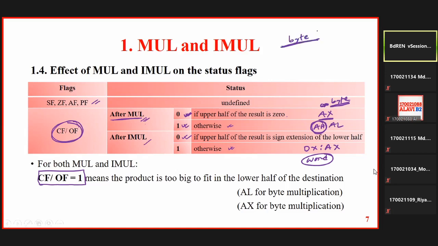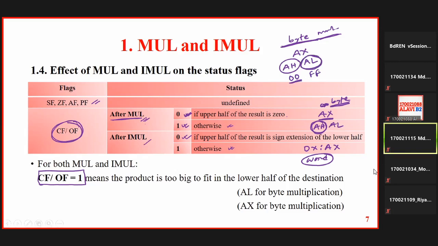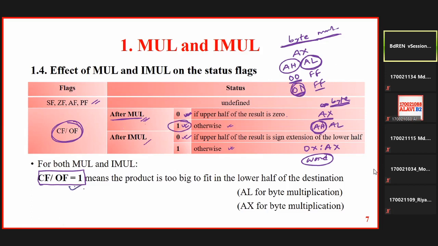In case of byte multiplication, where will the result be saved? In AX. So AX is composed of AH and AL, the upper half and the lower half. It is saying that if the upper half is 0, let us say 00FF, then the lower half is sufficient to hold the result, isn't it? Yes, sir. That means if we have any other value, let us say 01FF, which is other than 0, then your lower half AL is not sufficient to hold the result. That means it is too big to fit in the lower half of the destination. So whenever this is not 0, your CF and OF will be 1. This is the case. Try to get it.